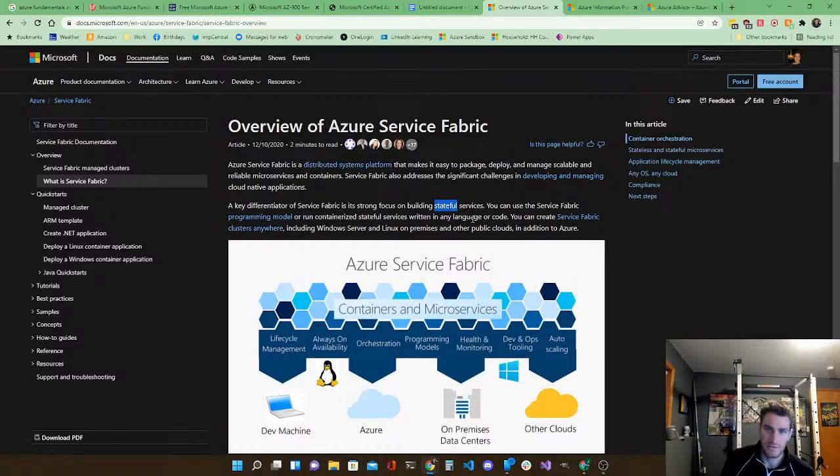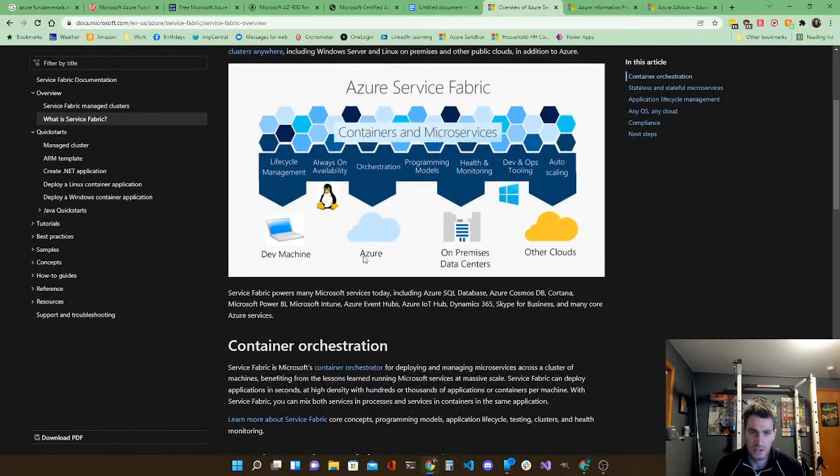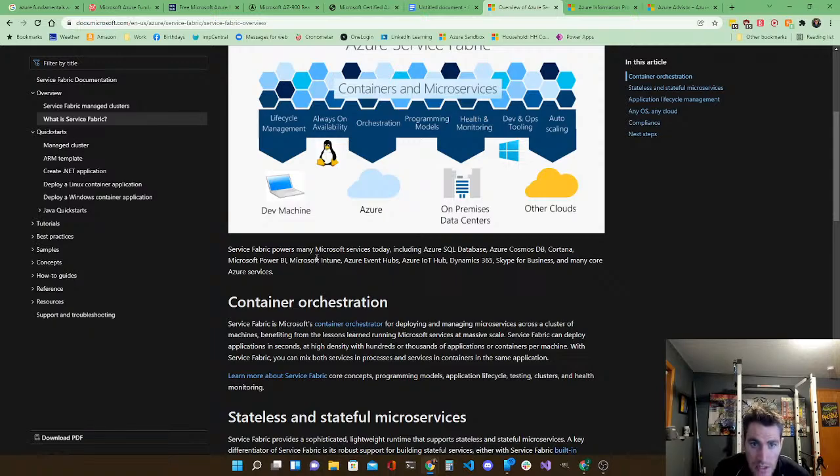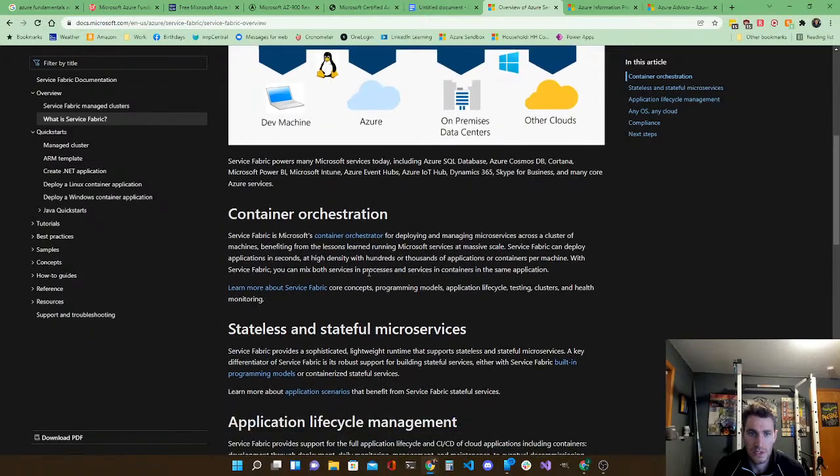I would say that is what stateful is, which is the opposite of stateless, obviously. You can use the Service Fabric programming model or run containerized stateful services written in any language or code. You can create Service Fabric clusters anywhere, including Windows Server and Linux on-prem and other public clouds. In addition to Azure, we talked about all that. There's many Microsoft services today. Great.